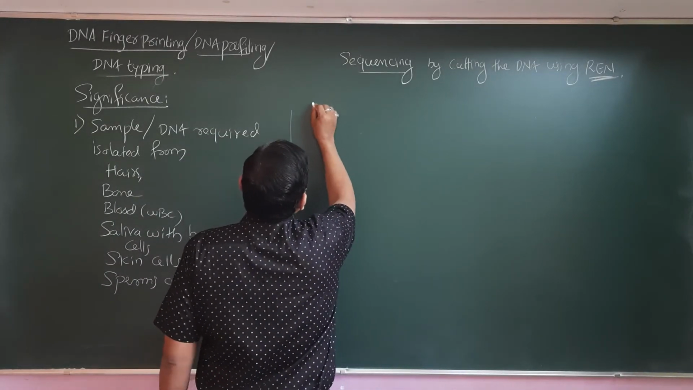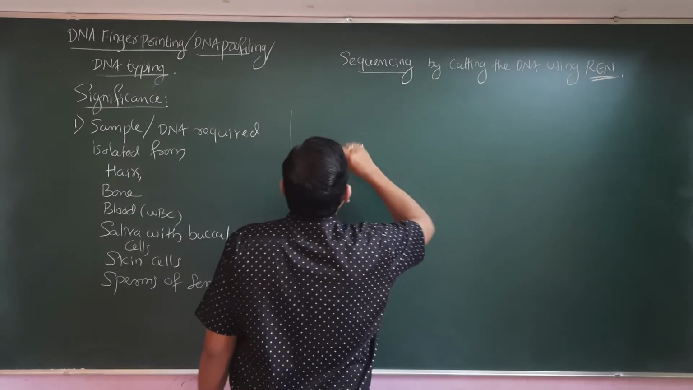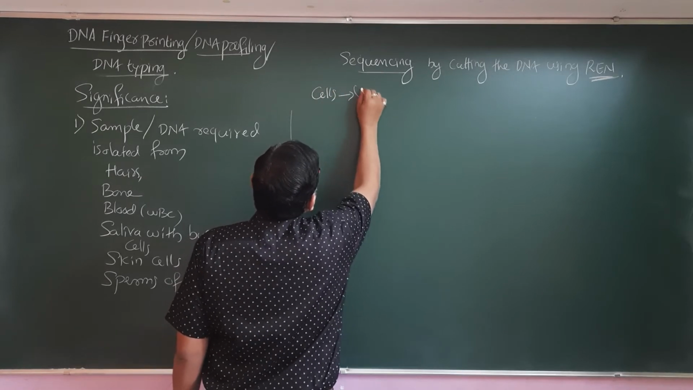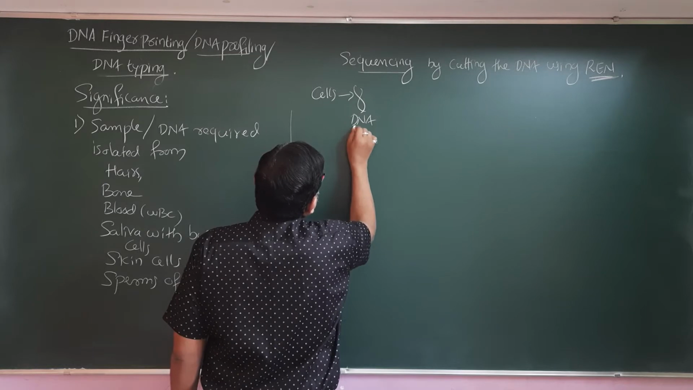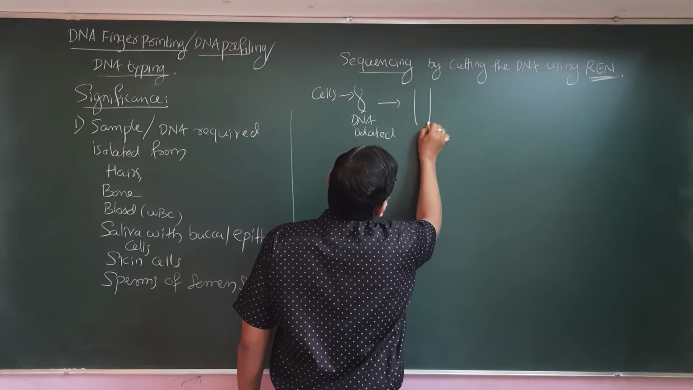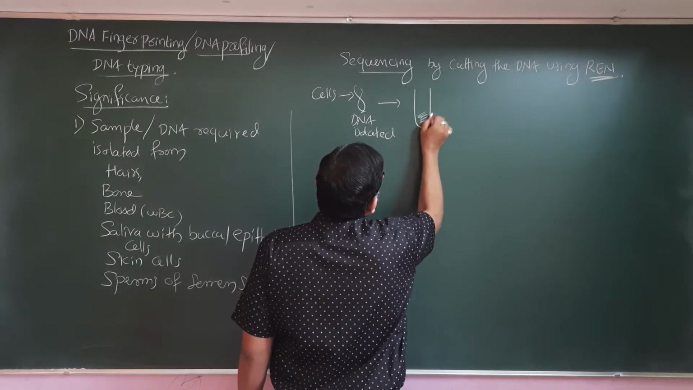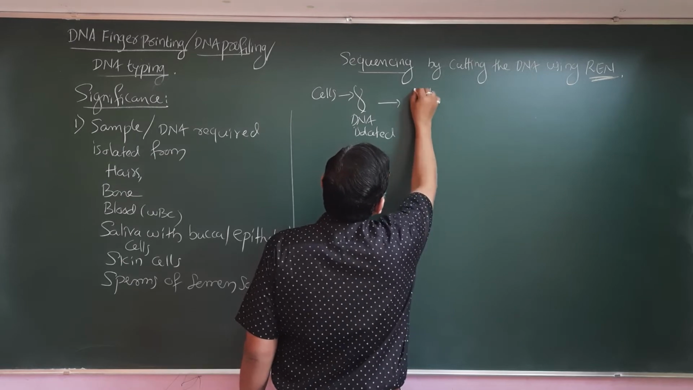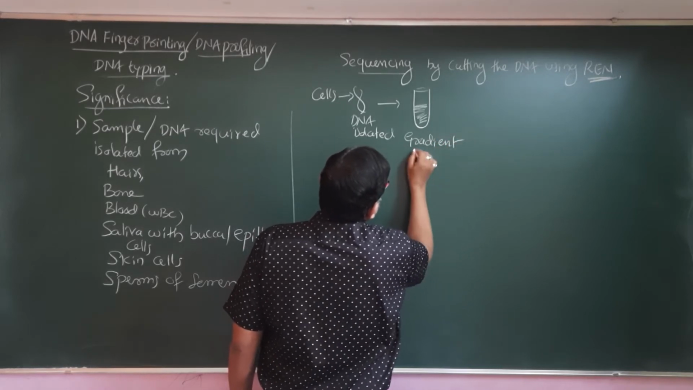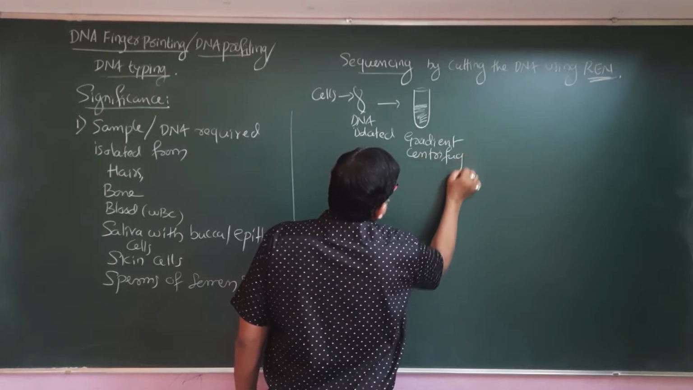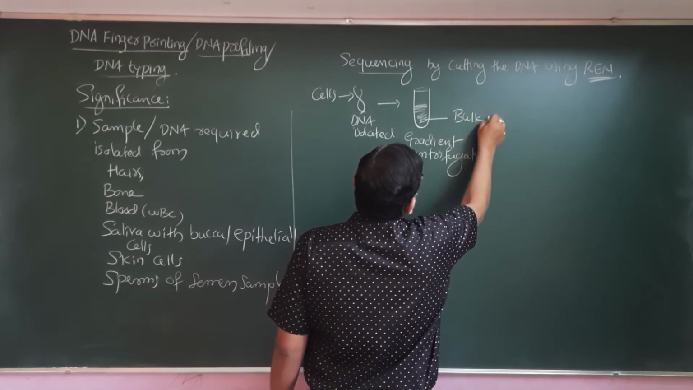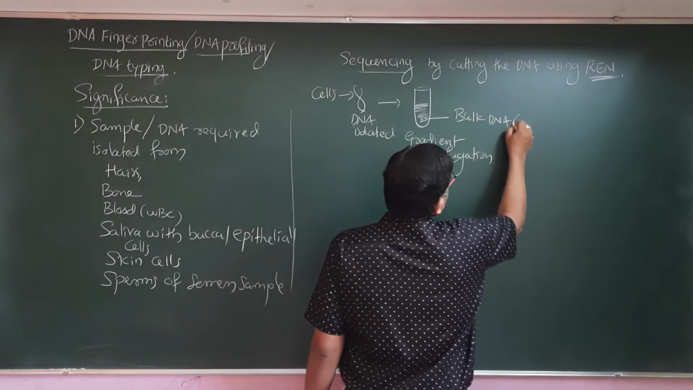Imagine there is a method of sequencing by cutting with restriction enzymes, from the cells from which the DNA is isolated. Here the DNA is isolated by a method called gradient centrifugation. A technique is applied, and then we find the bulk DNA, in which we are not much interested.